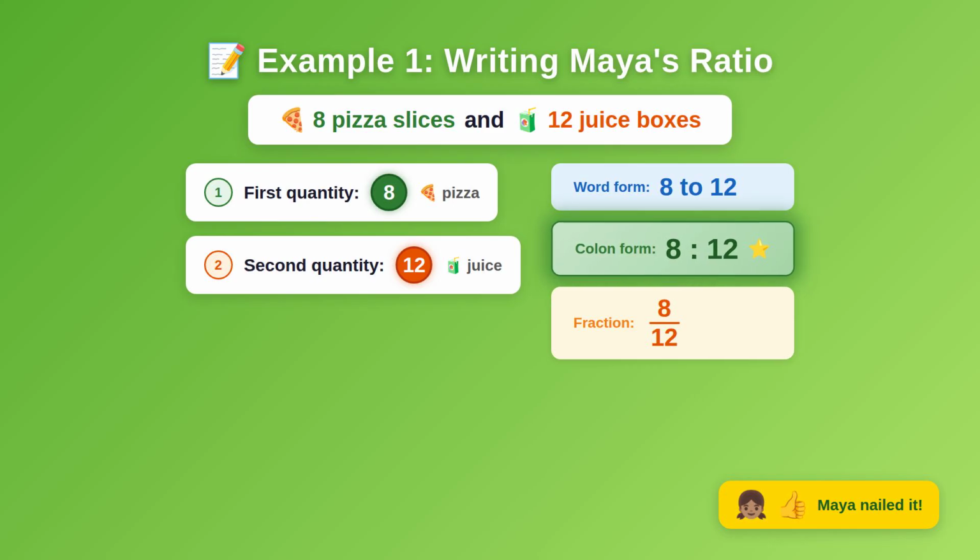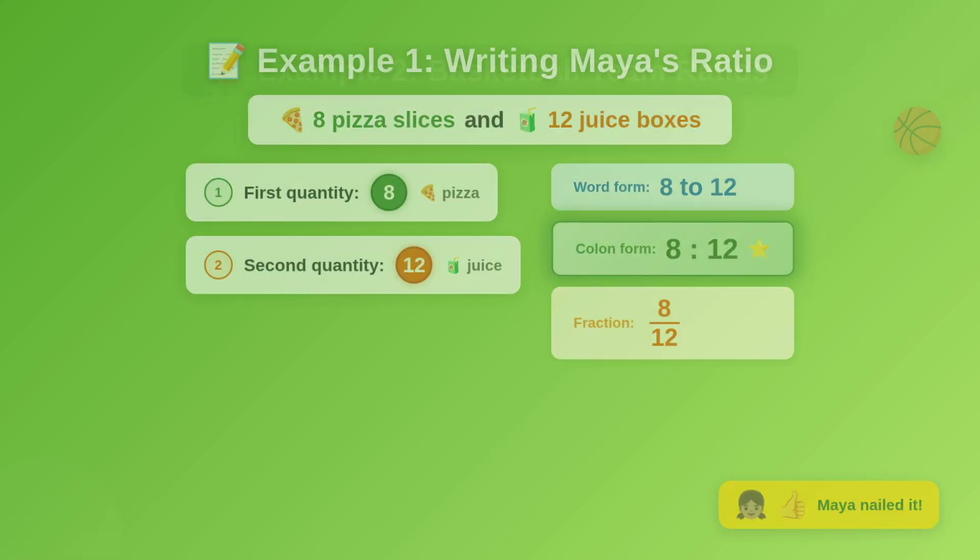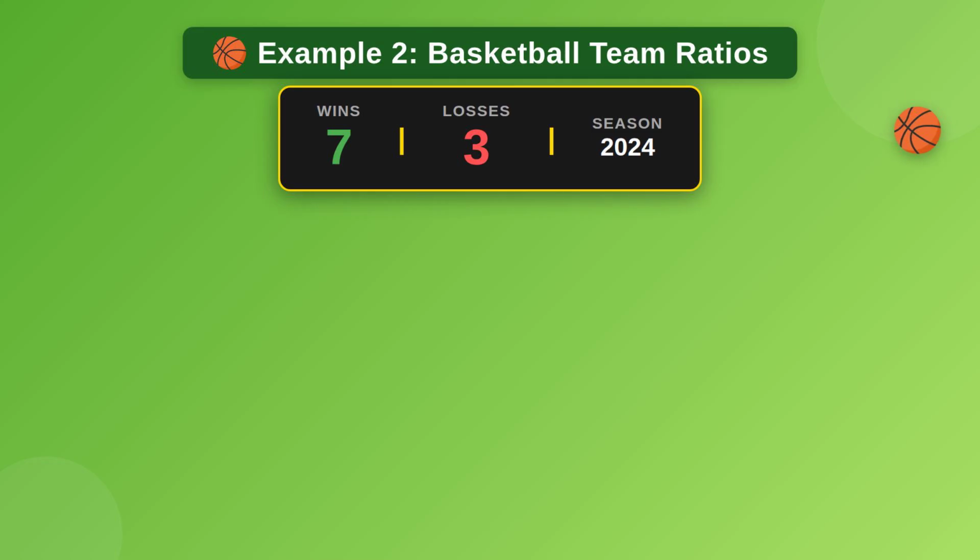In word form, that's 8 to 12. And as a fraction, it's 8/12. Maya nailed it. See, that wasn't scary at all. The key is just to read the question carefully and put the numbers in the right order.